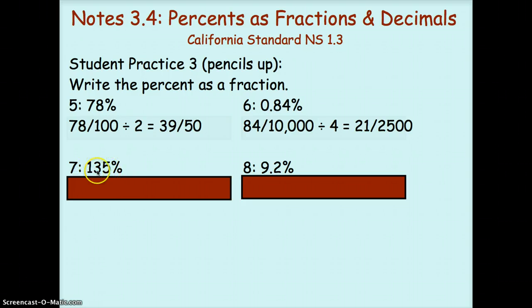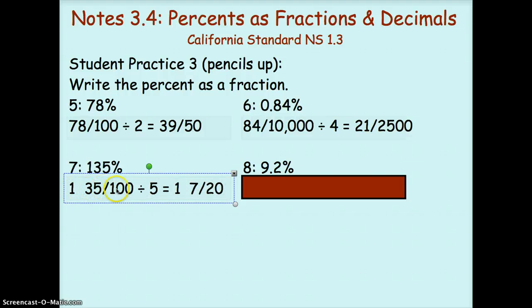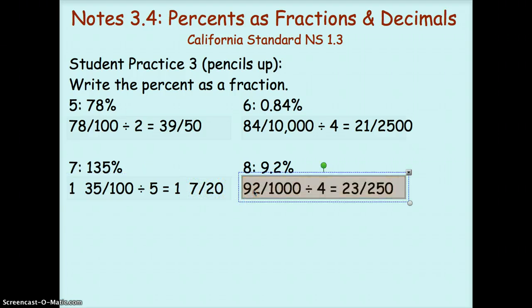135%. Already I know a percent is out of 100, so I'm going to end up with a mixed number. 1 and 35 over 100. Divide them both by 5, and I end up with 1 and 7 over 20. Problem number 8. Again, you're watching out for that decimal, so that means you're going to add another 0 into your denominator. Divide them both by 4, and we end up with 23 over 250.